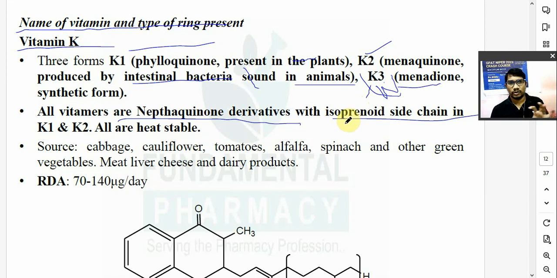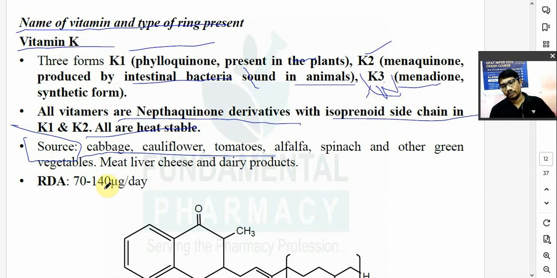ओके, नाउ यू नो विटामिन के है ना, इट इज अ नेप्थोकिनोन डेरिवेटिव. देखो दो बेंजीन रिंग है, उसको अपन बोलेंगे नेप्थलीन रिंग. इसके ऊपर दो कीटोन है तो नेप्थोकिनोन. एंड साइड में क्या है फिर आइसोप्रोनाइट यूनिट्स है विटामिन के.